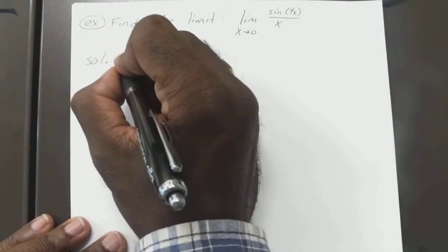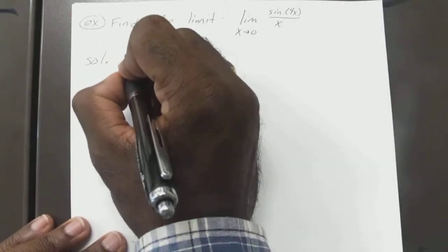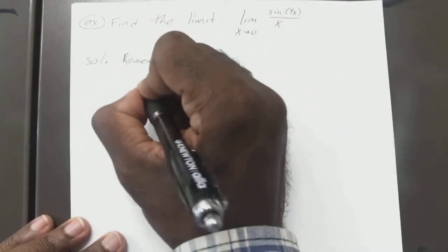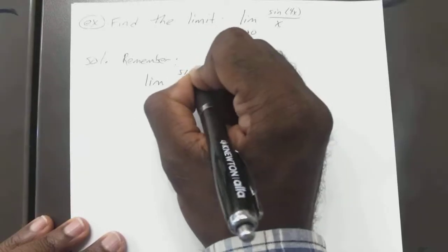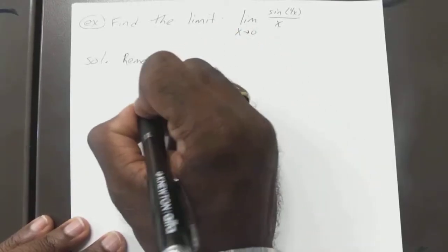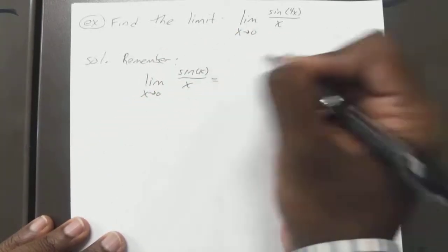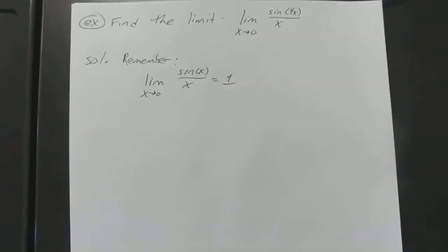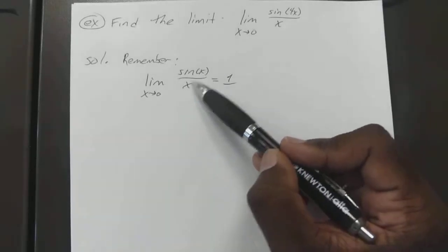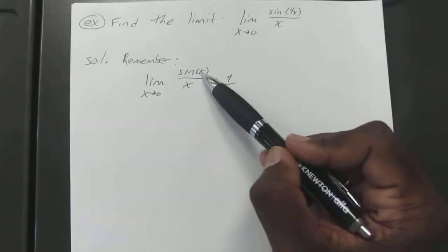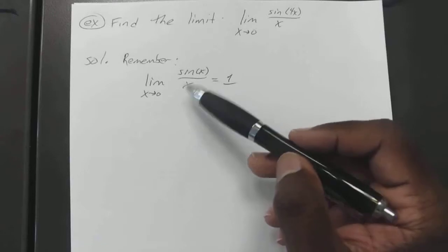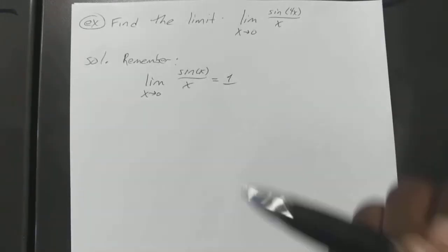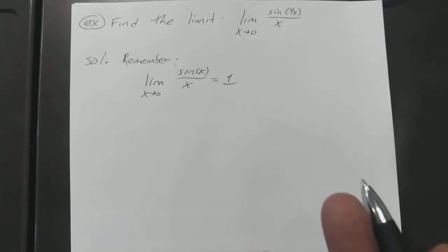Okay, I'll just rewrite the limit of sine of x over x as x approaches 0 is equal to 1. Now the one thing we notice about this one is that the x here and the x here are the same. It would also be true if you had 4x here and a 4x there. So as long as these two are the same, then you can use this special limit.